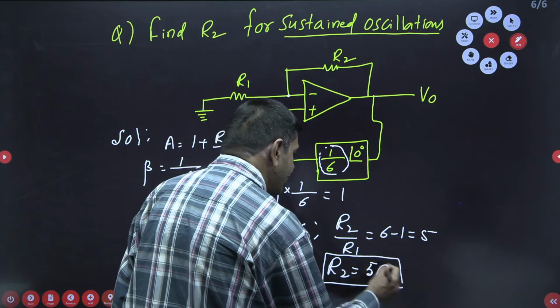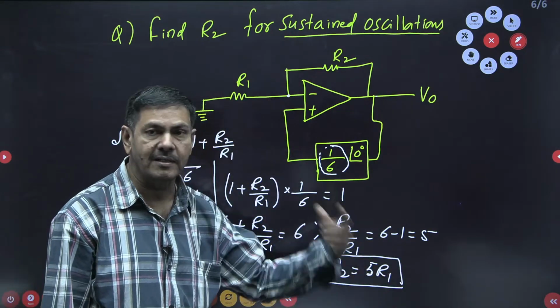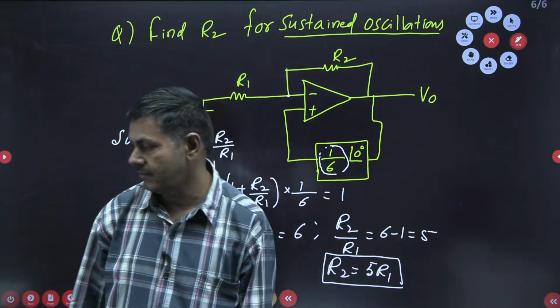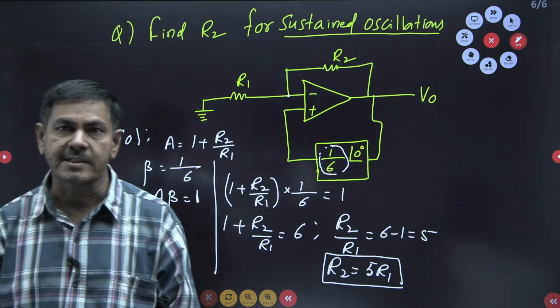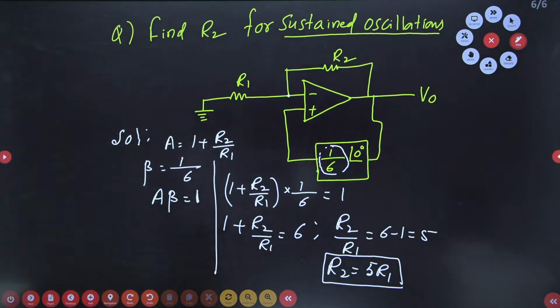But in the GATE paper, options are also given. I didn't give options here now. But anyhow, the answer 5 R1 is the right option. Understand now? In such a way we can tackle the question. Yes, I want to give one more question. You please try this problem without my help.